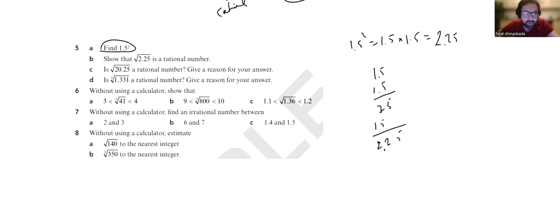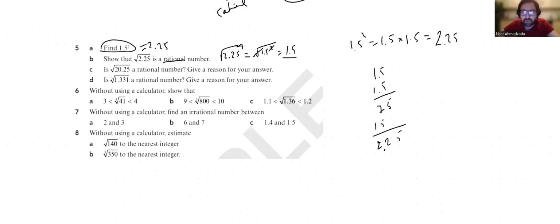That's equal to 2.25. Show that square root of 2.25 is a rational number. Square root of 2.25 is a number whose square is 2.25. We already found in part A that 1.5 squared is 2.25. So instead of 2.25, I can write 1.5 squared. And this square and square root cancel out, and that's equal to 1.5. 1.5 is a rational number, so we showed that square root of 2.25 is a rational number.